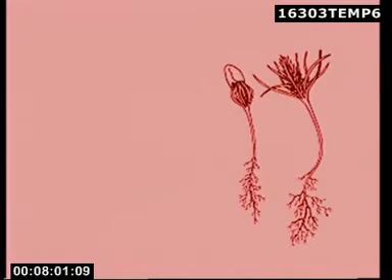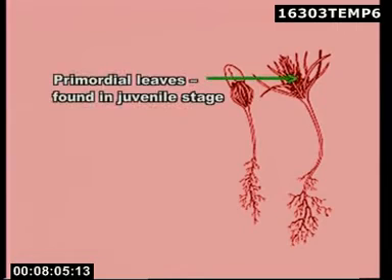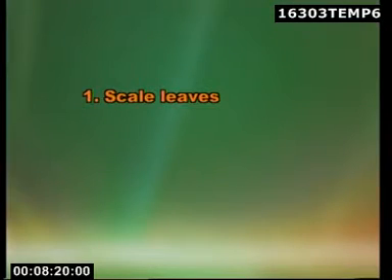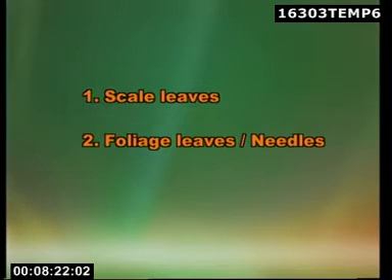Pinus leaves. It has juvenile leaves or primordial leaves which are found only in its young stage. Otherwise, we can say that there is a dimorphism found in the leaves of Pinus. That means it has 2 types of leaves. One is called scale leaves, the other one is foliage leaves or Pinus needle.